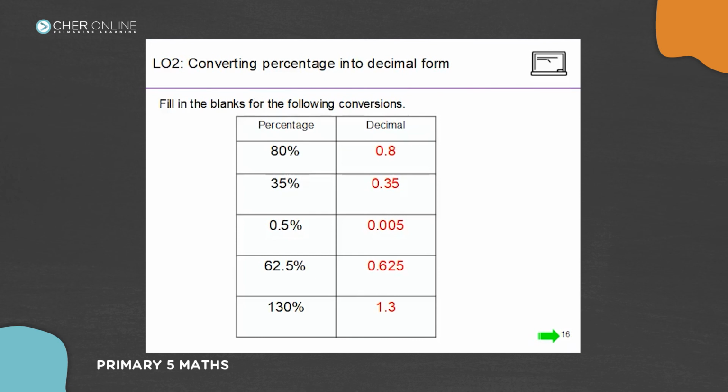Why divide by 100? Like I said, because out of 100 means divide by 100. The percentage sign itself automatically means out of 100. Percent means out of 100, and that also means divide by 100.